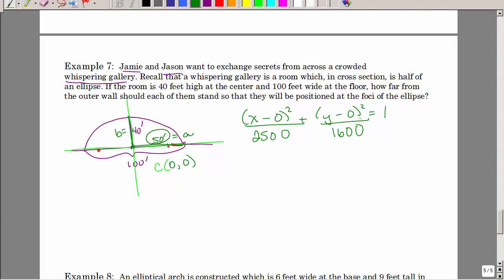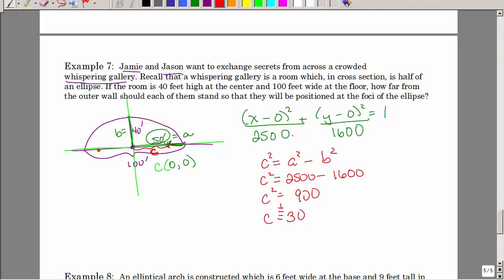What do I really need to know? Well, the distance from the outer wall to the focus, that's not anything. But the distance between here and here, that is little c, that's the distance between the center to each focus. So maybe I didn't even need that equation. So I know a squared is 2500, b squared is 1600. So c is plus or minus 30.